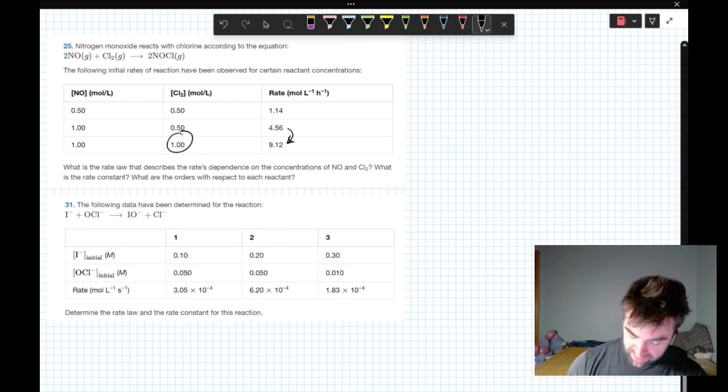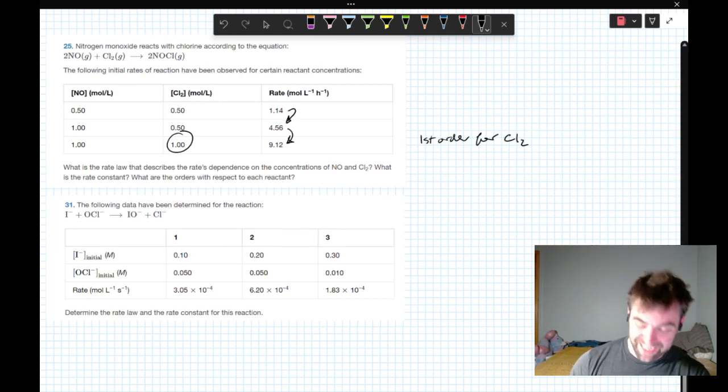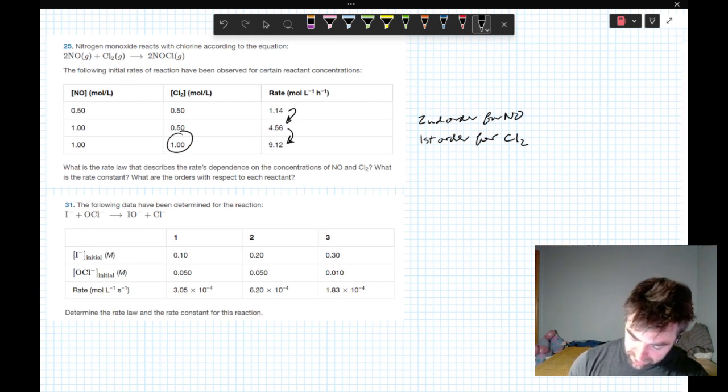So it looks like the order of reaction for chloride is first order. How do I want to write this? Yeah, so first order for the chlorine, rather, not chloride. And we have what looks like an exponential relationship with the nitrogen monoxide. So that'll be second order for nitrogen monoxide. And then that gives us the basis for calculating a rate.